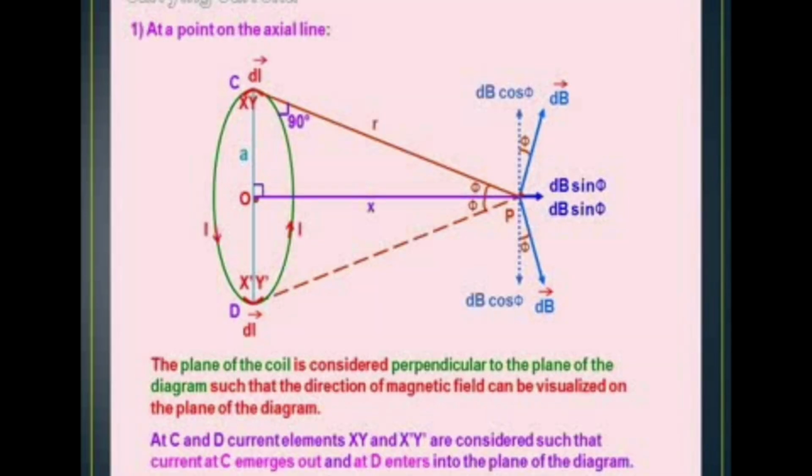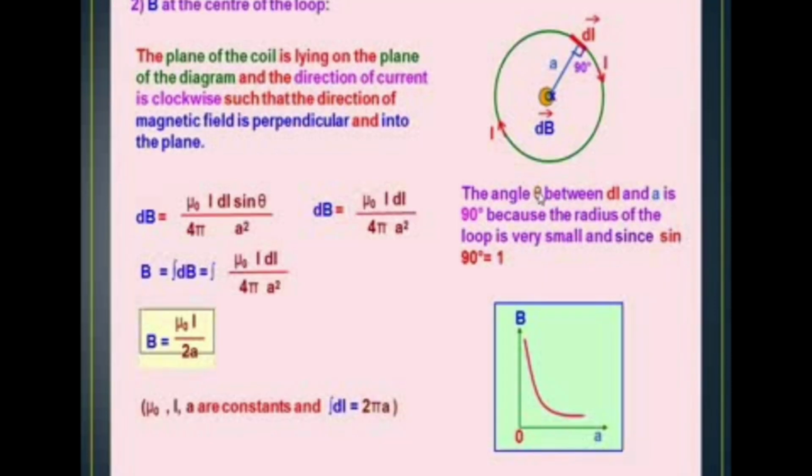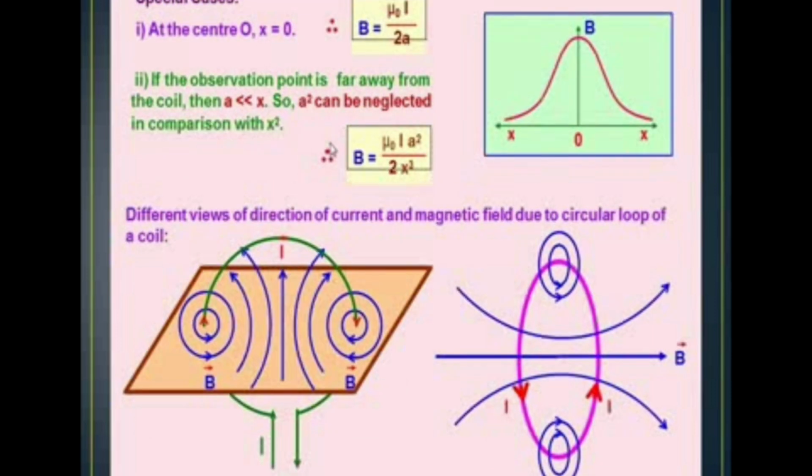So it is another use of Biot-Savart law. Next, see this diagram. Here the resultant field is acting in this direction. So dB sin theta we have added. Finally we got mu naught I by 2a. This is for the conductor, and this is for the loop at the center. Two special cases are there.